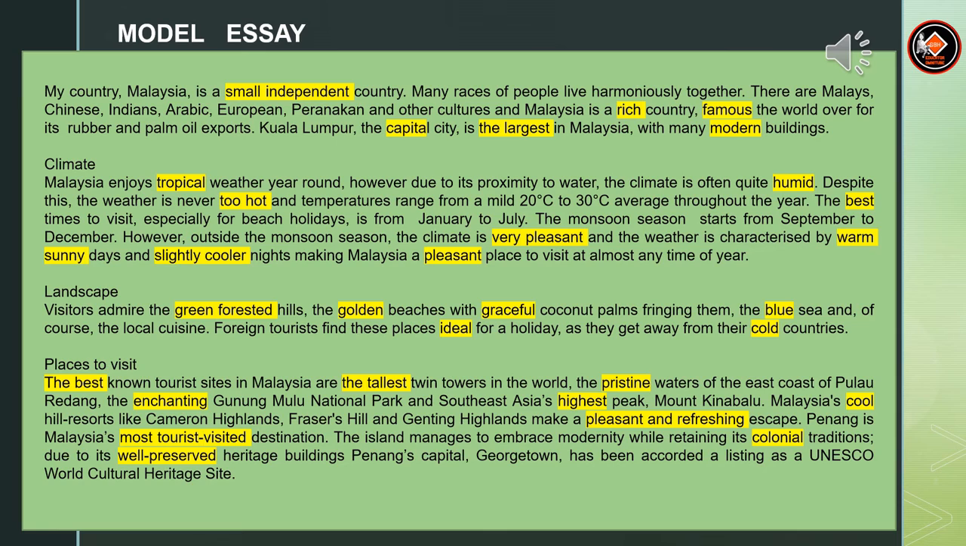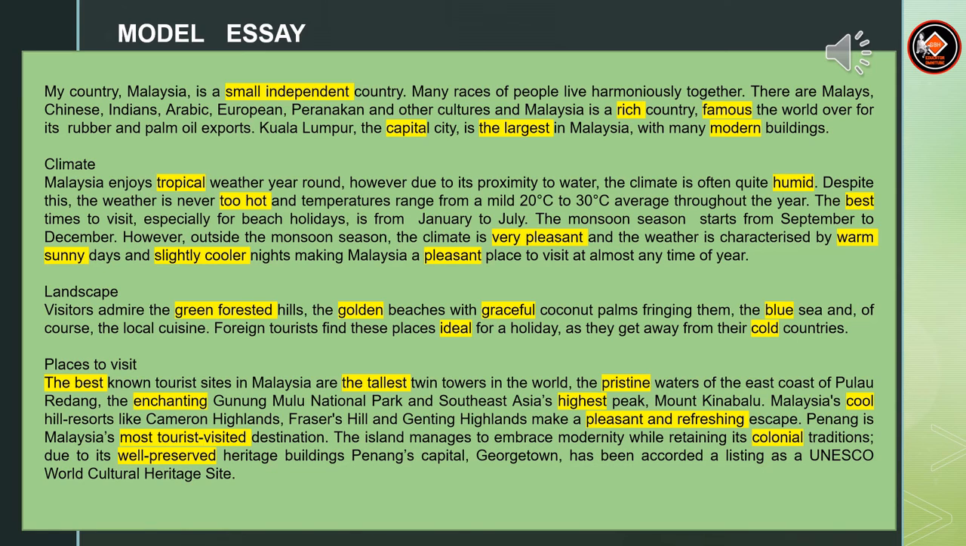Landscape. Visitors admire the green forested hills, the golden beaches with graceful coconut palms fringing them, the blue sea and, of course, the local cuisine. Foreign tourists find these places ideal for a holiday, as they get away from their cold countries.